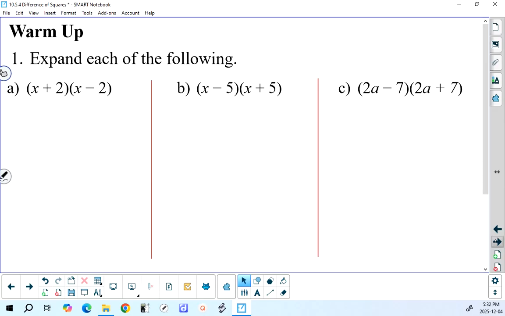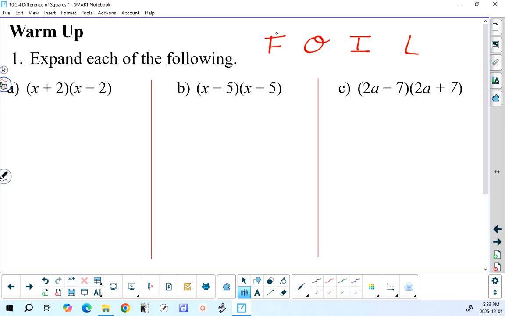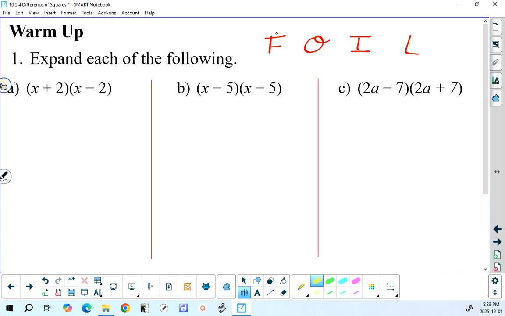Now, when we have a binomial times a binomial, which is what we're dealing with in the warm-up, many of you choose to use FOIL: first, outer, inner, last. And I'm going to start off by using FOIL for the first part of the warm-up. So we have x plus 2 times x minus 2. I'm not going to go through in as much detail what's happening here for every example, but as a warm-up, I'm going to spend a little more time on this.